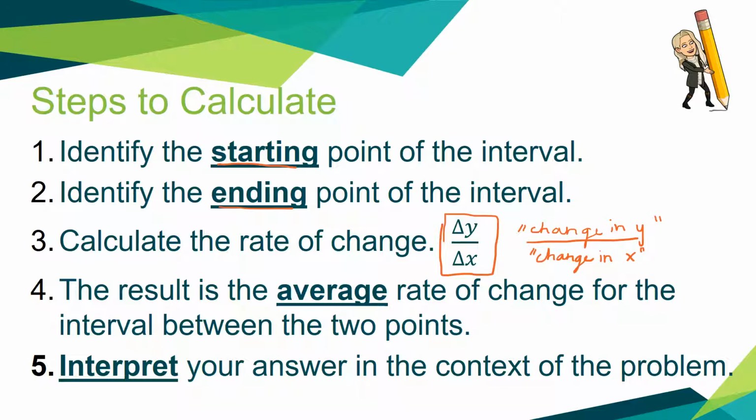Number 4, then, this rate of change that we calculated, the result we get from that is the average rate of change for the interval between the 2 points chosen. Remember when we calculate that, it's important to understand that this is the average. Now the most important step we need to get out of this is step number 5, when we interpret what our answer means. How does our answer help us in the problem? What is the context of what we just found? We'll talk about that more as we get deeper into these examples.